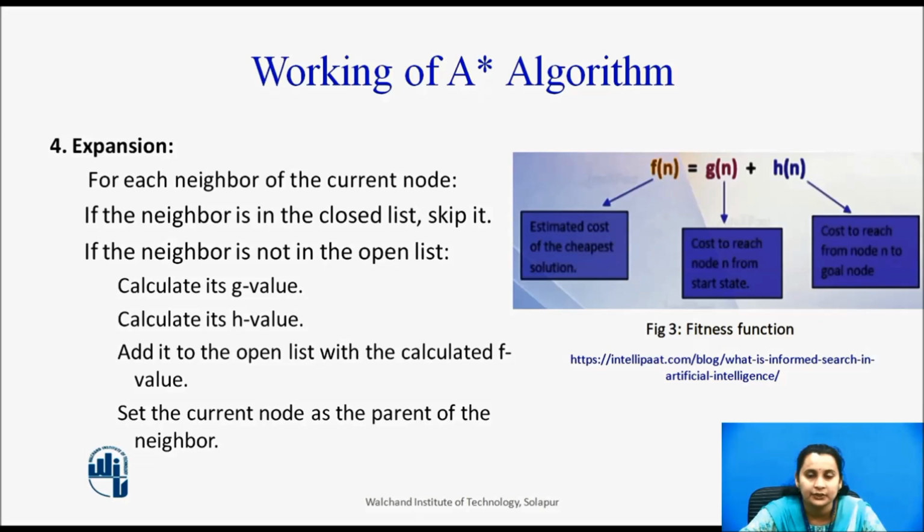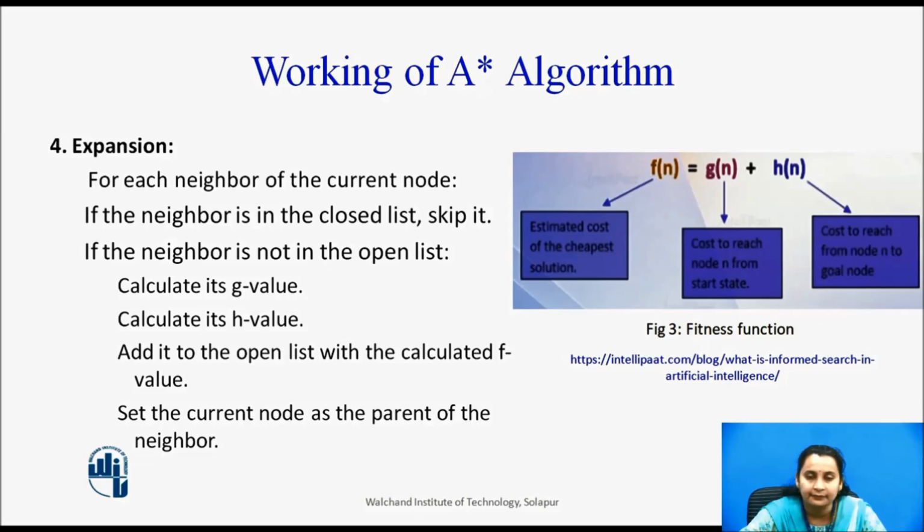Expansion. For expansion, for each neighbor of the current node, we check if the neighbor is in the closed list. Suppose for further exploration of a particular node, there are three neighbor nodes. Suppose out of these, any one node is already closed, meaning that node is already explored. In that case it is skipped and we explore only the remaining successors. First of all we calculate the g value for that successor. After that we calculate the h value.